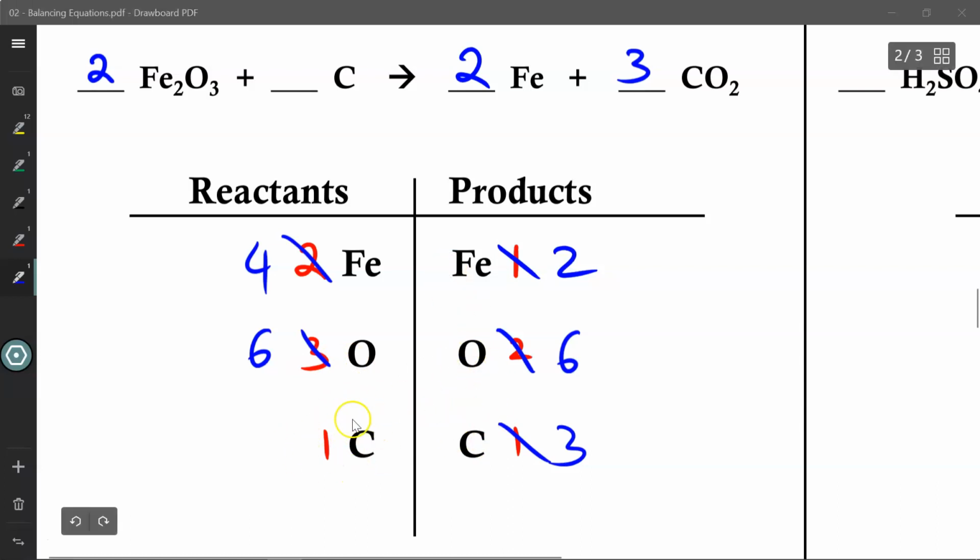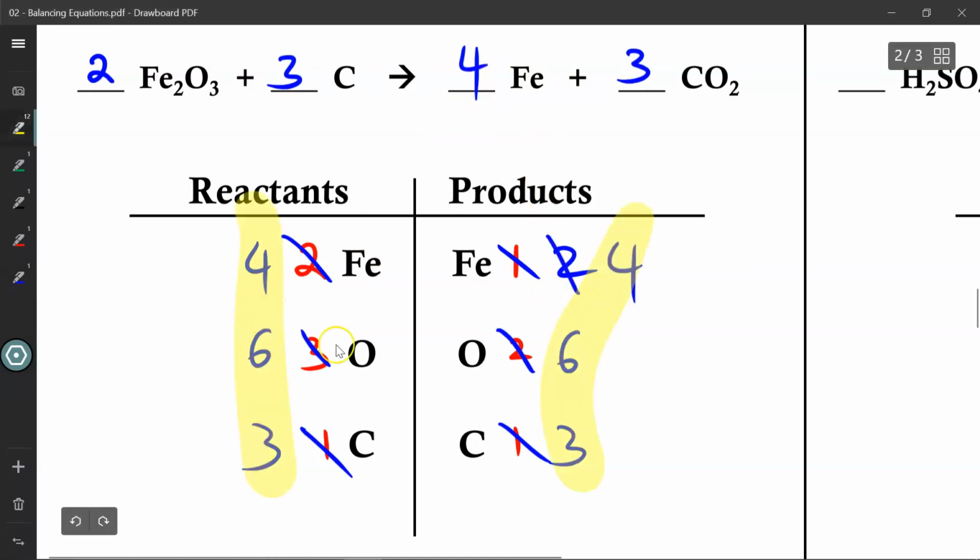To get 3 carbons over here, what number should I put in? 3. So let's recalculate, and we got a 3. So now that our carbons are balanced again, our oxygens are balanced again, now I need to balance out my irons. Instead of having a 2 here, I need to have 4. So what number can I put in here to make this a 4? 4. We can now recalculate and see that our atoms are balanced.